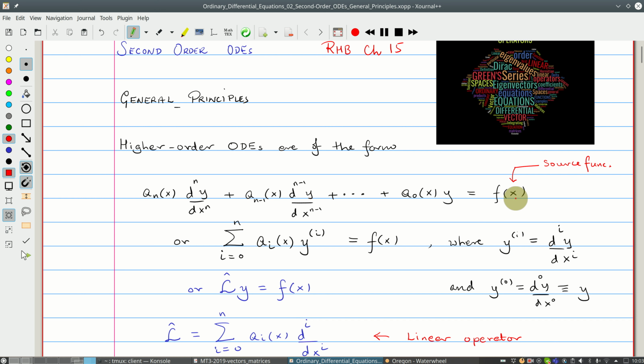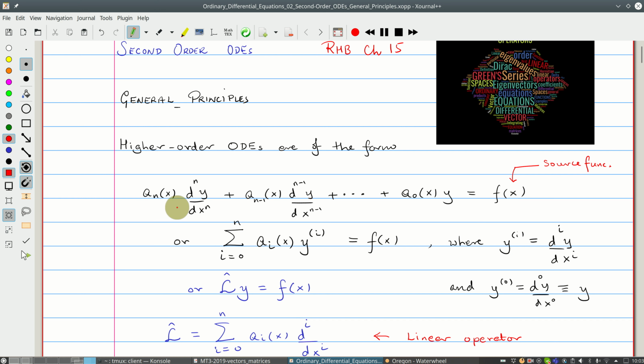The reason it's called a source function is that if you were working with a physical problem, this might be the driving force. So for a pendulum, this might be the kick you give it or the oscillatory system you couple it with. Doesn't matter, but this is the source function.